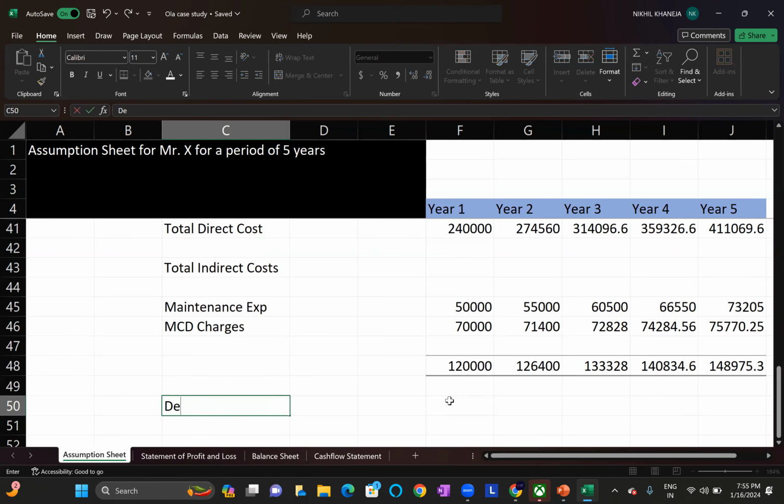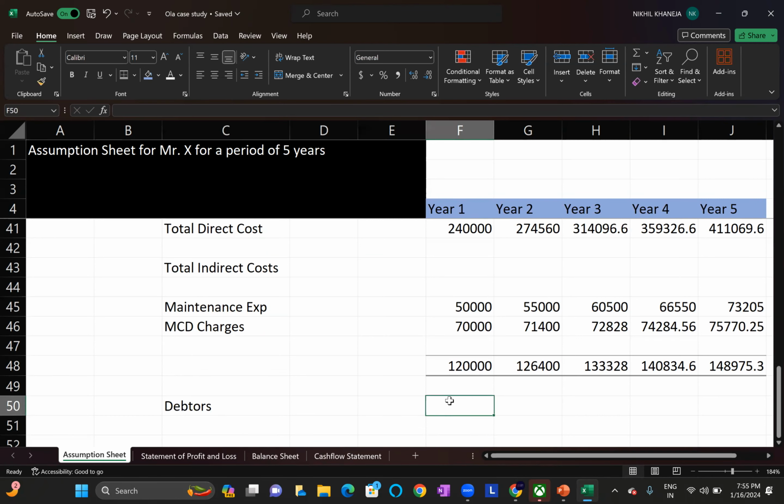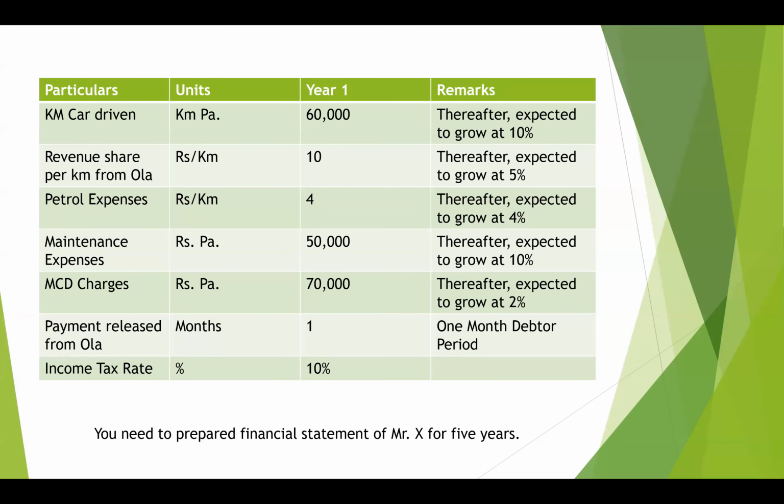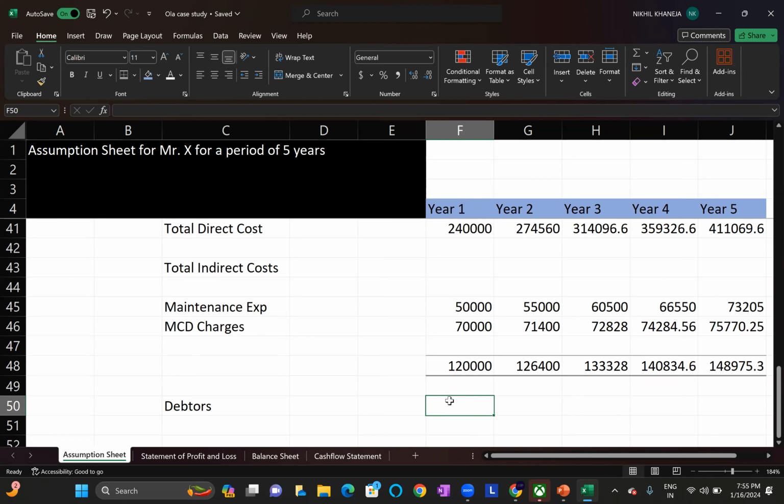Now debtors. Debtor means what are my closing debtors at each year end. So here we need to understand 1 month debtor period. 1 month debtor period means Ola releases Mr. X payments after a gap of 1 month. As I told you, April month payment will be released in the month of May, May month payment in June, June month payment in July, and so on.